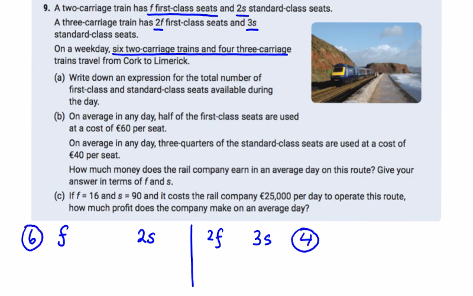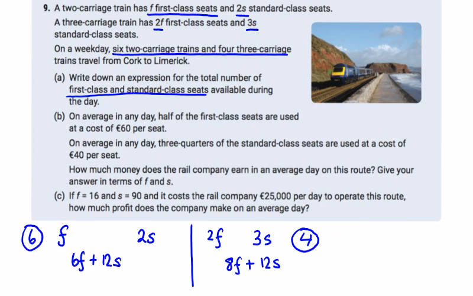So they want you to multiply them here. So we have 6 trains, they all have an F. We have 6F plus 12S on this one. And we have 8F plus 12S on this one. That's the total number of first class and standard class seats available.